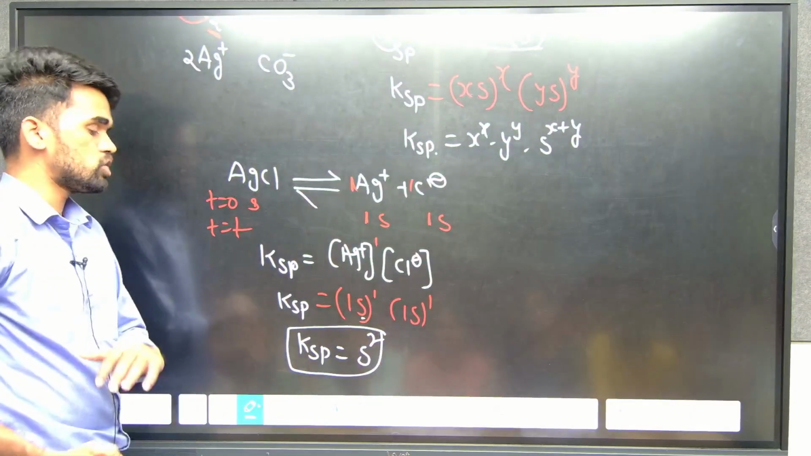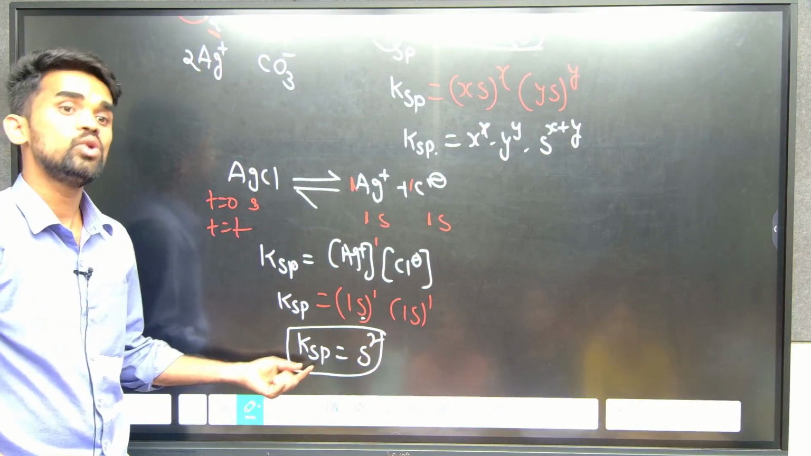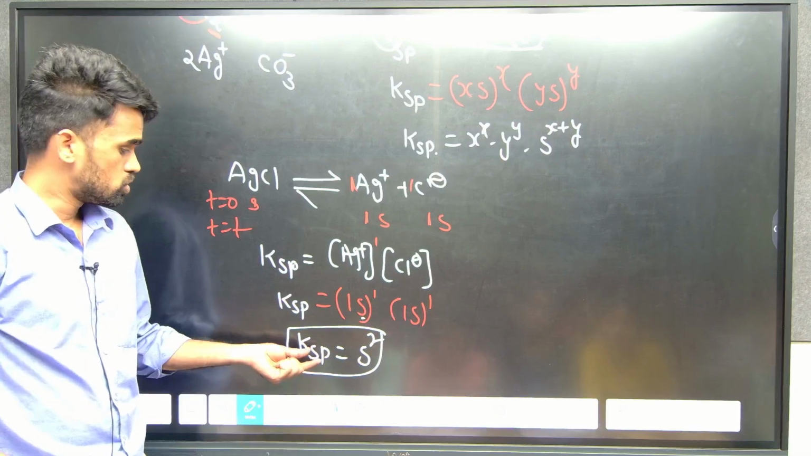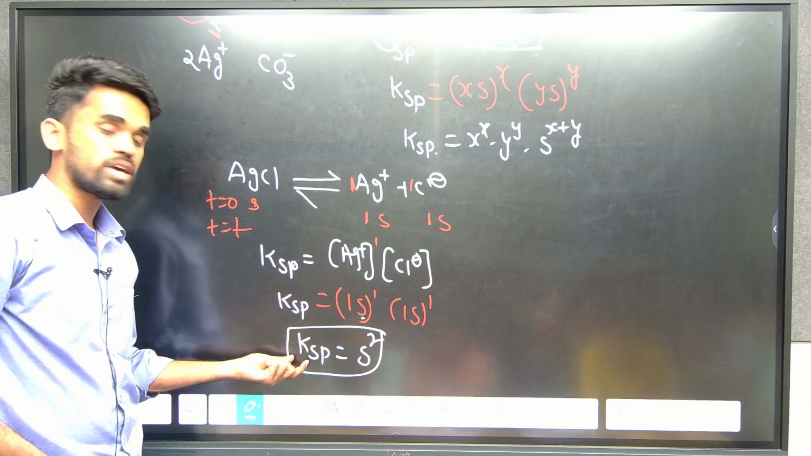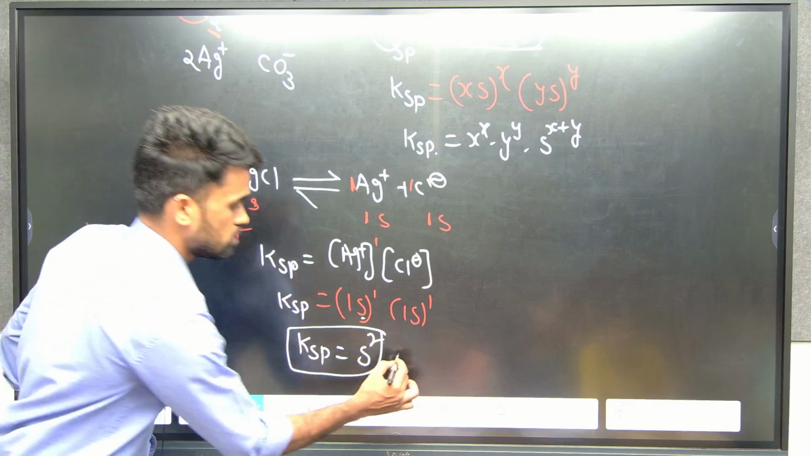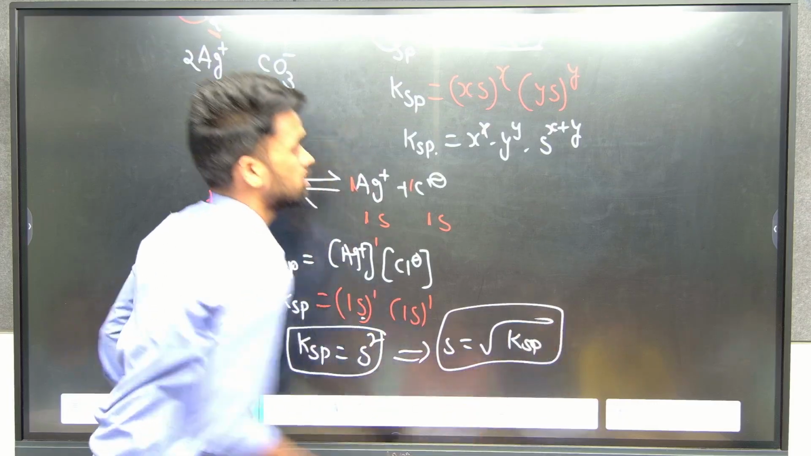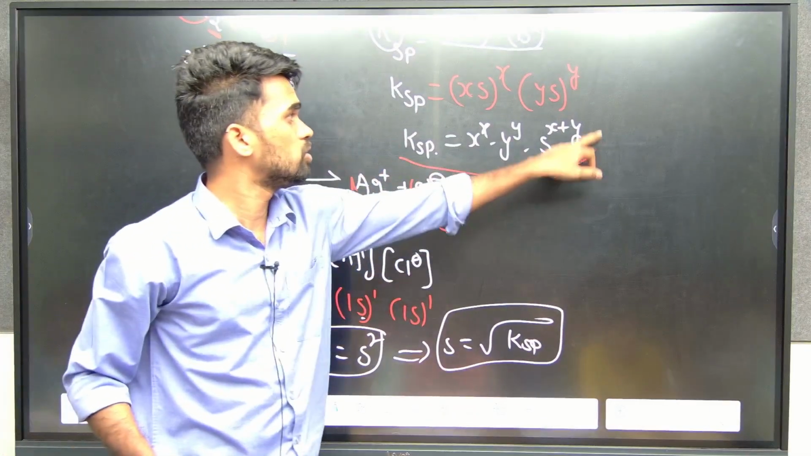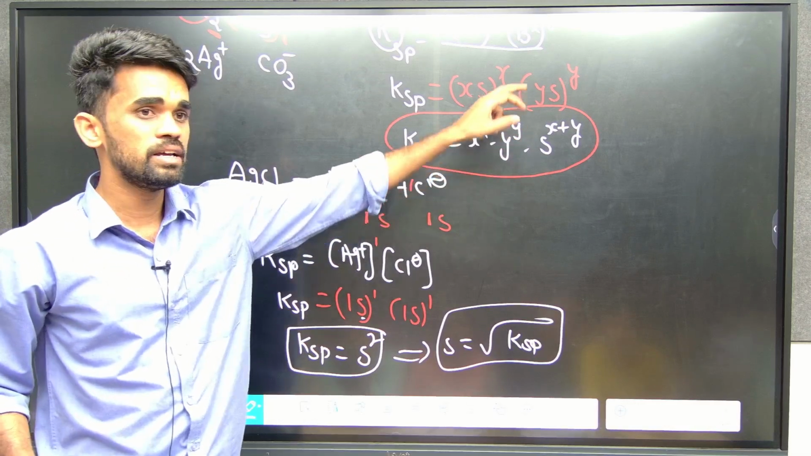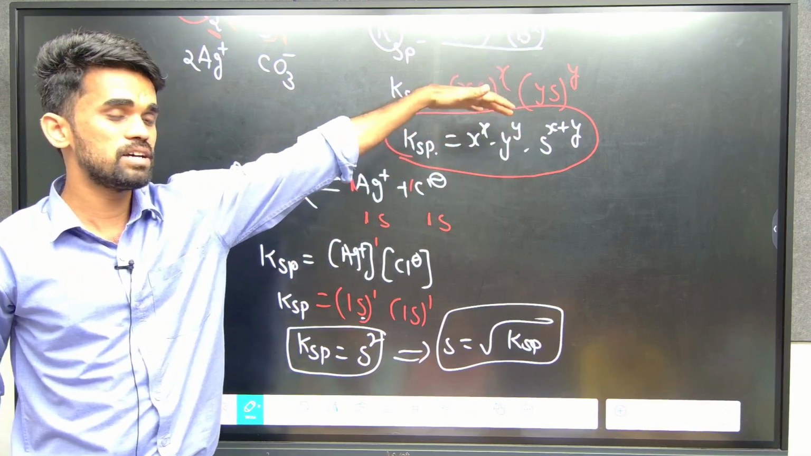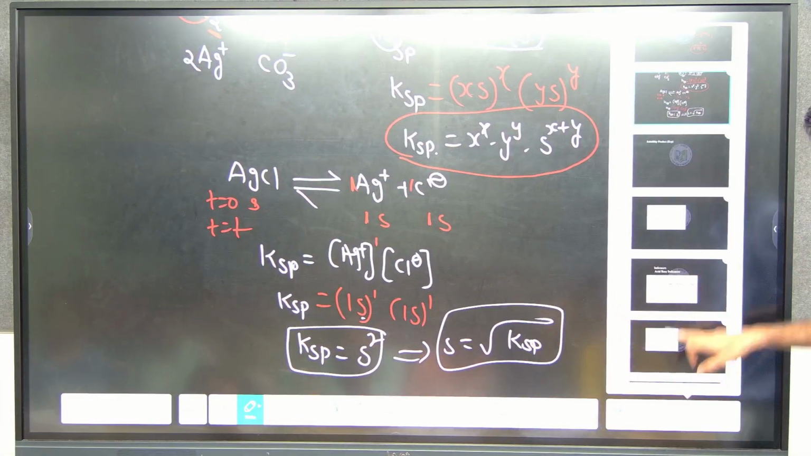Now in the question they may give this S value, or they may give one and ask you to calculate the other. So if they give the S value, you put it here and you will get the Ksp, or they may give you Ksp and ask you S. So what you can do, S equals root over, that's it, like this. So now what is the generalized formula I am giving you? x to the power x, y to the power y, s to the power x plus y. This is also one of the important topics but most students skip.